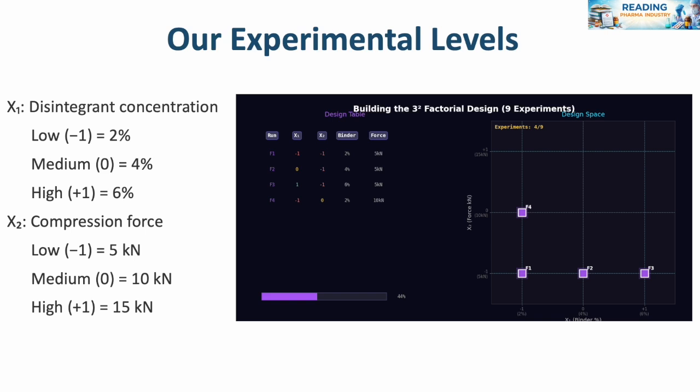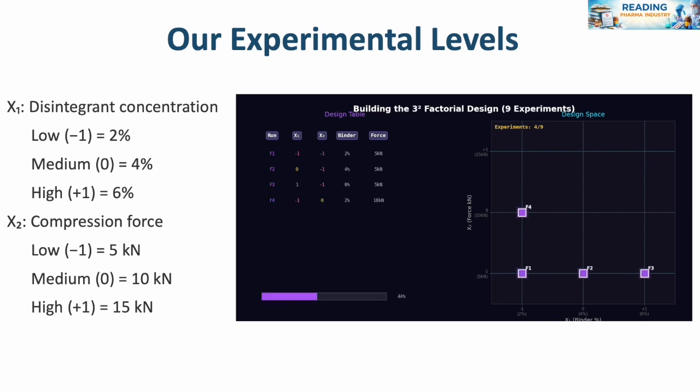For the selection of experimental levels, as we mentioned earlier, we will choose two independent variables. For the tablet, we will choose the disintegrant amount, or level or concentration, as well as the compression force. Of course, you can choose any other variable that you wish, but for this exercise, we'll choose those two.